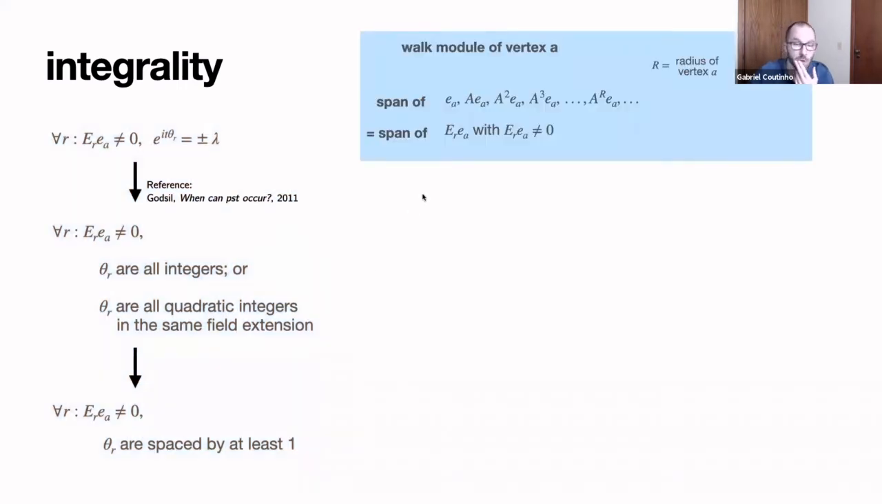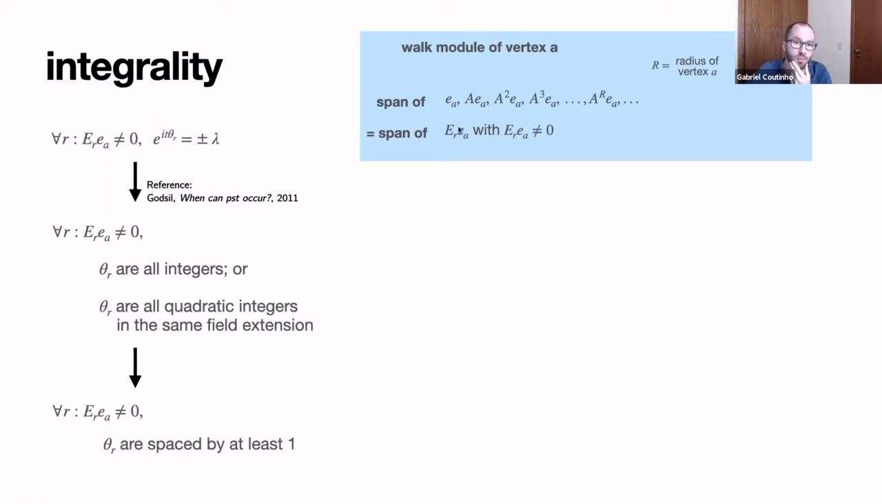size of the graph. So think now of the walk module of a vertex, meaning you start with its characteristic vector, you apply the matrix A, you apply A squared, A cubed, and so on. Eventually you apply A raised to the radius of the vertex, meaning that up until here, you are still reaching further and further in the graph. From here on, you are no longer reaching new vertices in your graph, but from here all the way up to here, because the support of your walker is increasing, you do get linearly independent vectors. And from here on, you might still get some linearly independent vectors, but you don't know. But all the way up to here, you're getting linearly independent vectors.